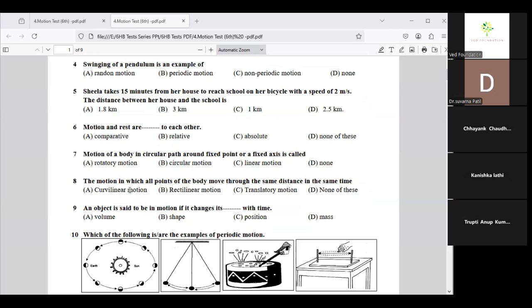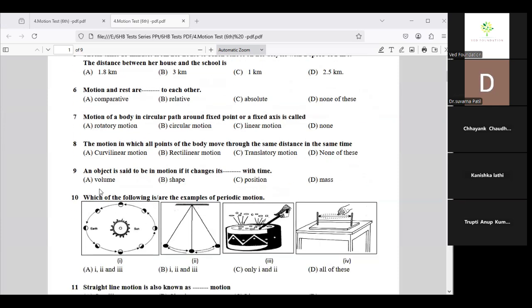8. The motion in which all the points of the body move through the same distance in the same time. And this is the definition of translatory motion. In translatory motion, all points of the body move through the same distance in the same time. So the correct answer of 8 is option C, translatory motion.